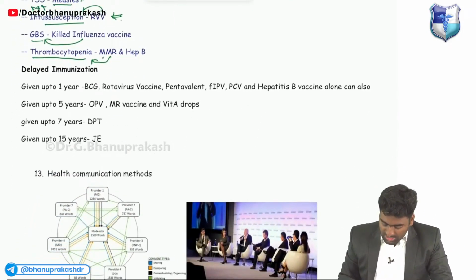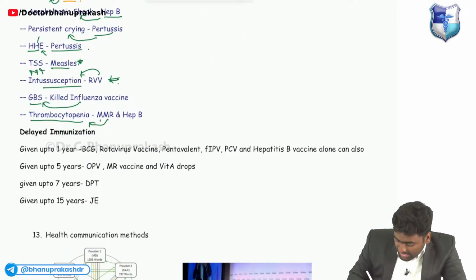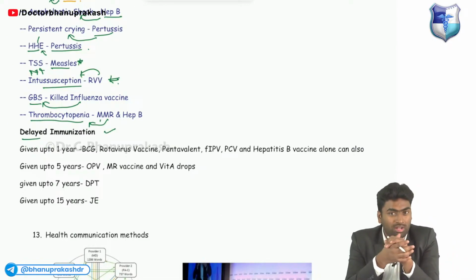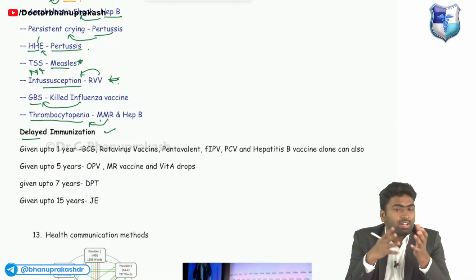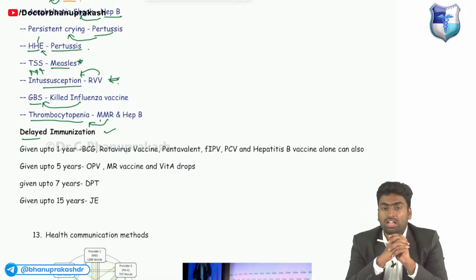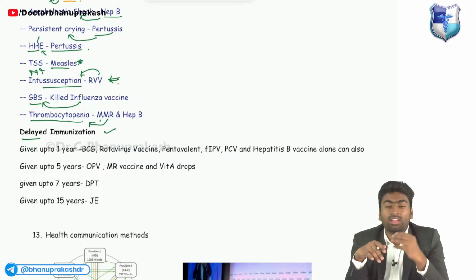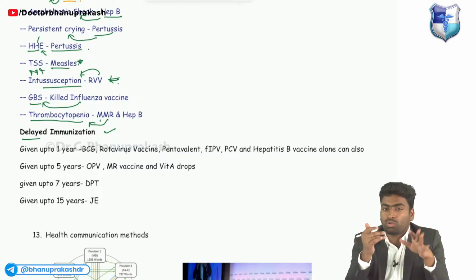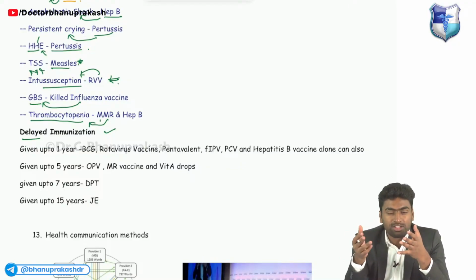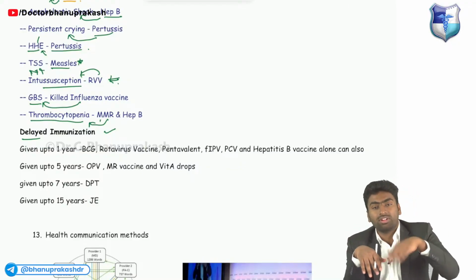Then about the delayed immunization part, if in a very rural part of India, not in urban India, there are a few people who will be living in poverty, so they won't bring their children for regular vaccinations. Now, if they are bringing their child for the first time, after 1 year, like around 2 years, then you should not say no, you shouldn't have come before, so we cannot vaccinate. So there are a few exceptions, or a few vaccines can be given after certain ages.